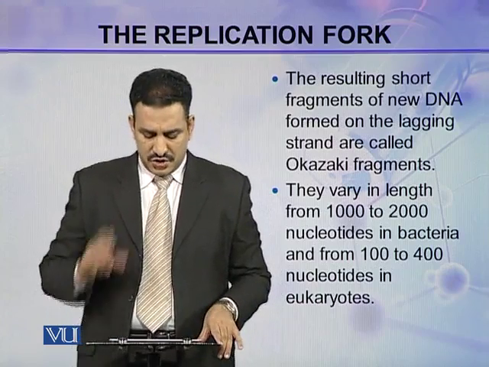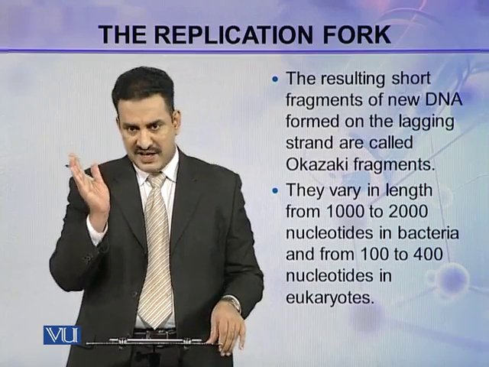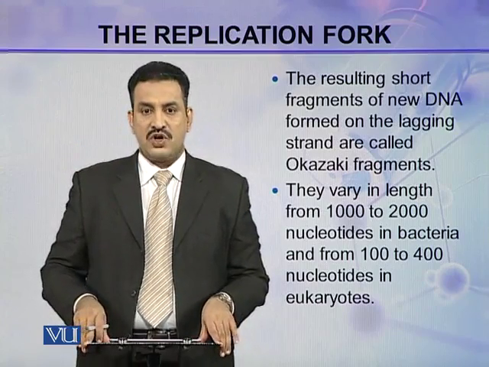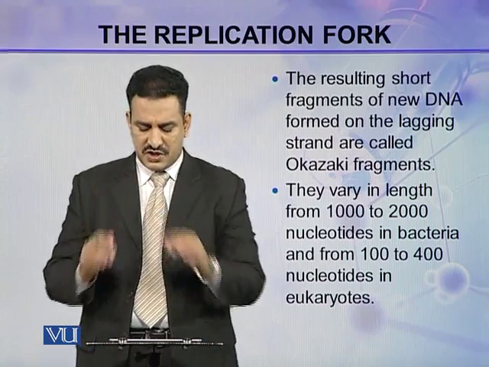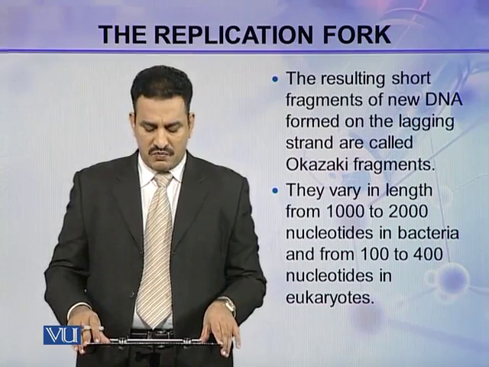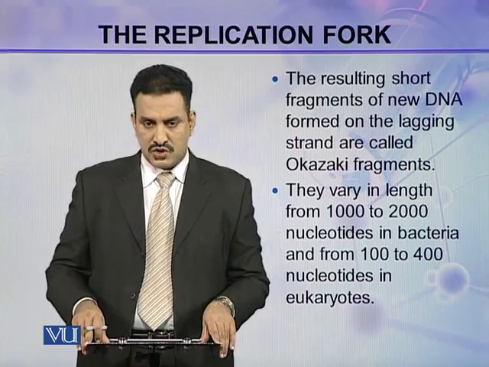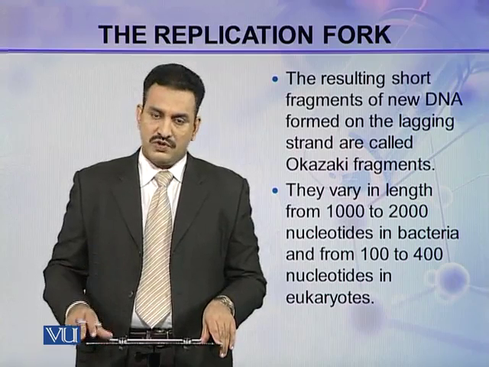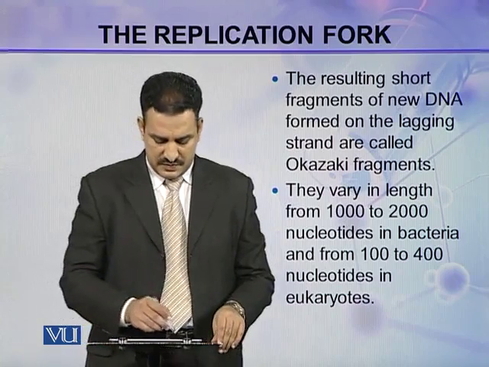The resulting short fragments of new DNA formed on the lagging strand are called Okazaki fragments. These Okazaki fragments vary in length. In prokaryotes, they range in length from 1000 to 2000 nucleotides, while in eukaryotes, the length of these Okazaki fragments is 100 to 400 nucleotides.